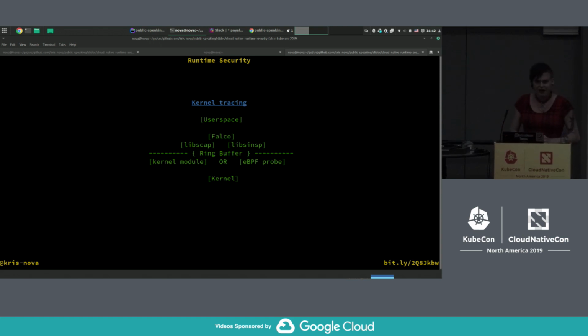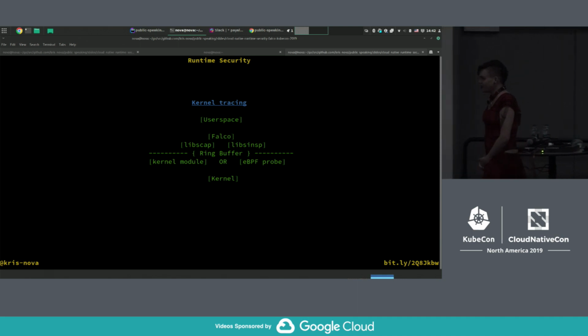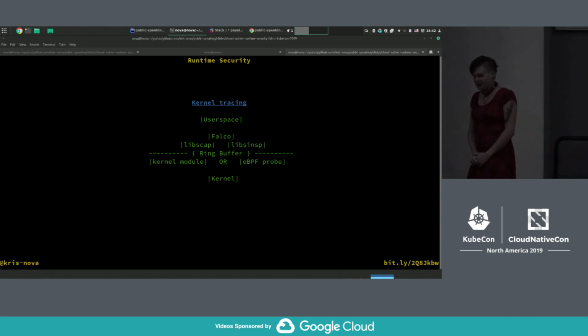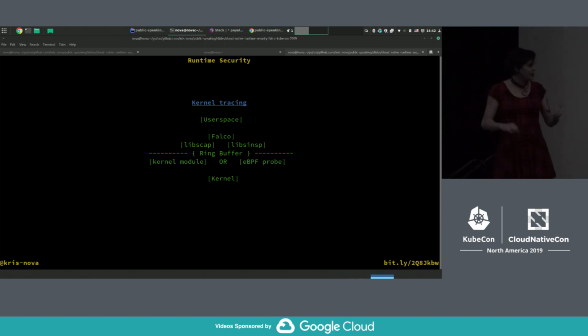Here's my very fancy diagram in ASCII art. So let's start at the bottom. I feel like a lot of folks, especially in security, like to start at the top and go down. We're going to flip that around and go from the bottom up. Okay, so the bottom half, you can see there's that line in the middle. The bottom half of this represents the Linux kernel.